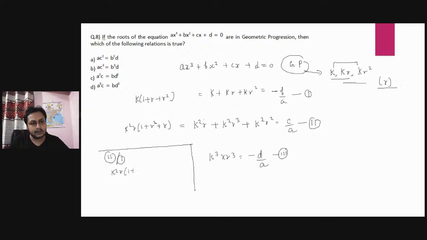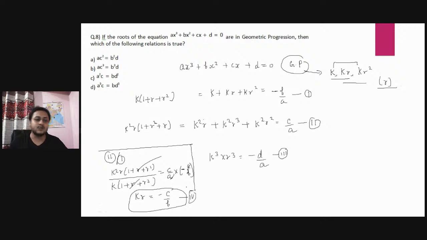So second by one comes out to be k square r into 1 plus r square upon k into 1 plus r square equals to this one. This is c by a into this one, which is basically minus b by a. So a cancels out, k cancels out, means kr equals to minus c by b. Let's say this is equation number 4.